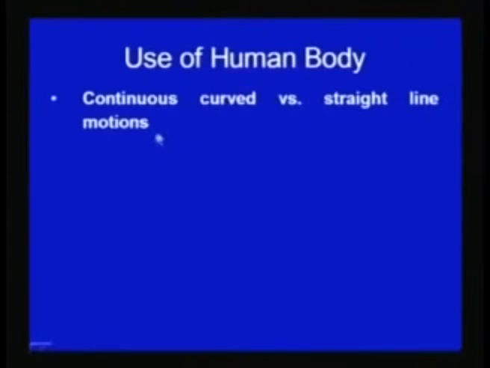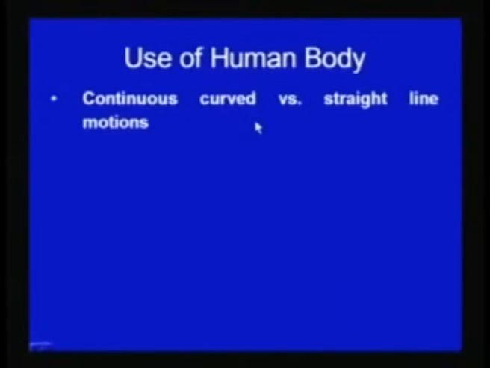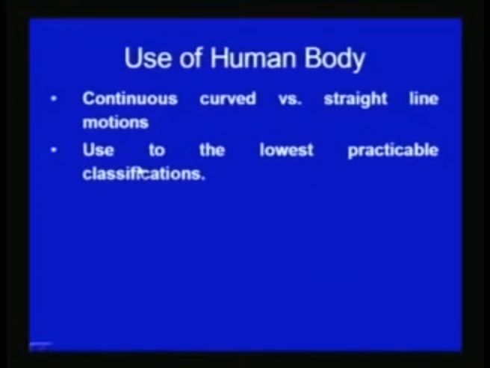The principles related with the use of the human body are, first, continuous curved motions should be preferred over straight line motion, because more focused effort is required for performing the straight line motion as compared to continuous curved motions. So, as and when it is possible, continuous curved motions should be designed in the work method and they should be included suitably. Second, use the lowest practicable classification of the body parts.